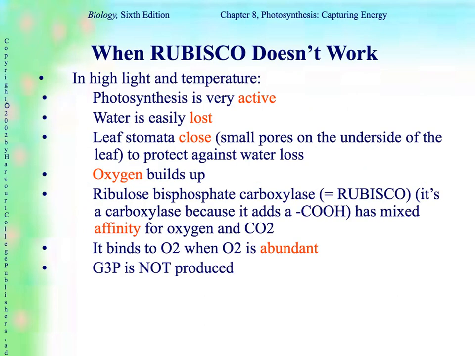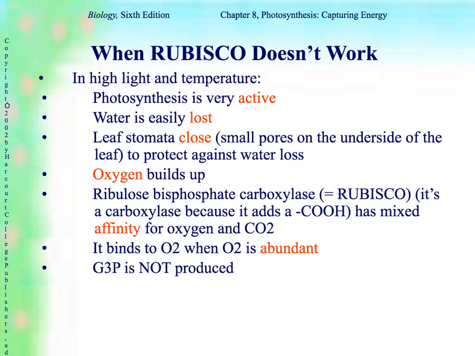When there is a lot of light and high temperature, photosynthesis is very active. It's going on all the time. Because of the high light and temperature, water is easily lost, so the leaf stomata close. Stomata are little pores on the underside of the leaf. They close to protect the plant from losing too much water. So what happens is we can't get the oxygen out. Oxygen builds up. And the problem is that Rubisco really likes oxygen. Rubisco can bond with oxygen as well as carbon dioxide.